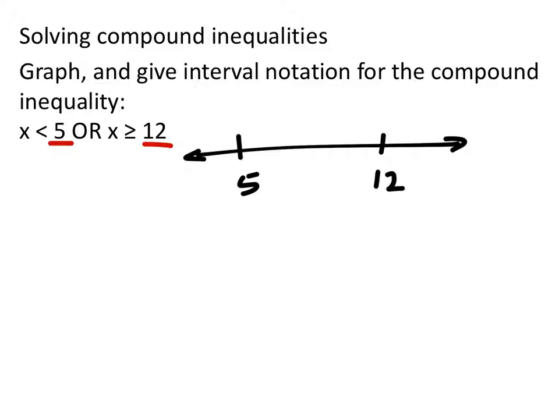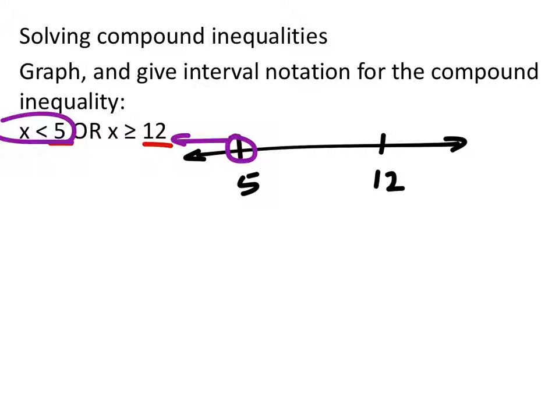For example, let's focus first on x is less than 5 here, okay? So it's not equal to, so at 5 we'll have an open circle there. And the inequality is not eating the x. Therefore, this line would go to the left.